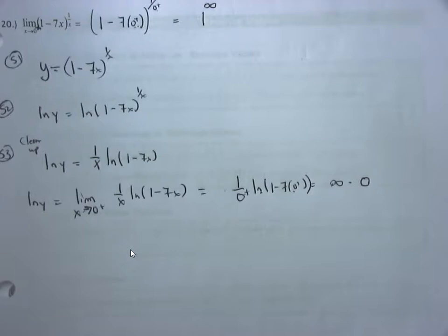So now we went from 1 to the infinity, by taking the log on both sides, to the traditional infinity times 0. With infinity times 0 or 0 times infinity, you've got to put one of these terms in the denominator. Which one's the easiest thing to put in the denominator? Do you want to put the 1 over x in the denominator, or the natural log of 1 minus 7x?